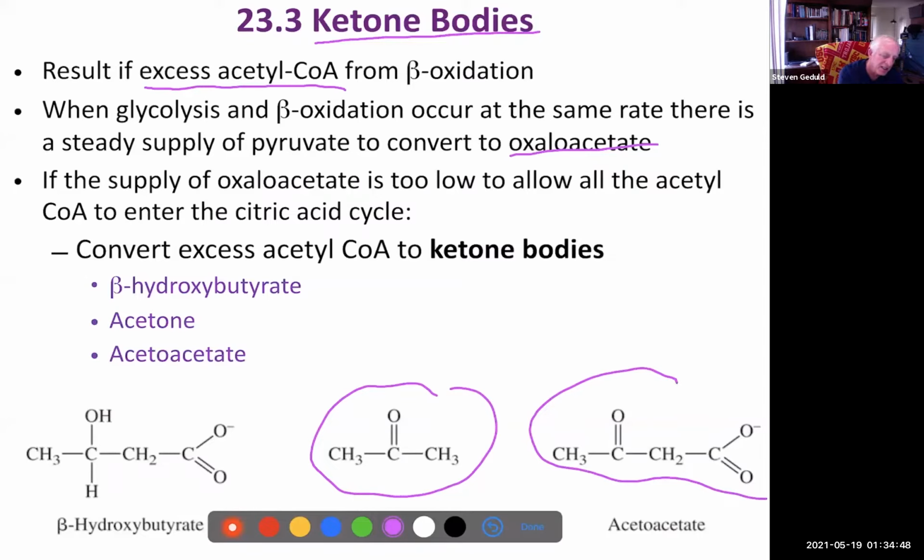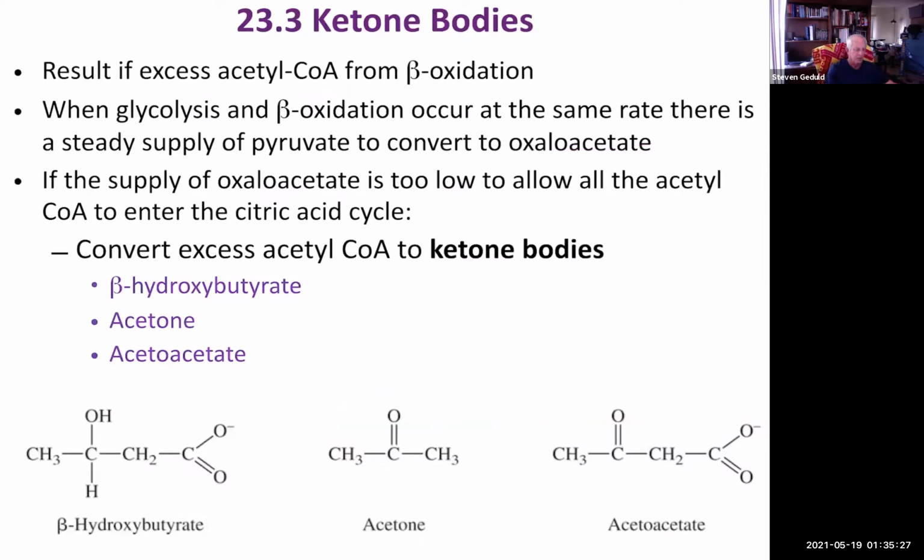And that pyruvate gets converted into oxaloacetate, which runs the citric acid cycle. So if the supply of oxaloacetate is too low to allow all the acetyl coenzyme A into the citric acid cycle, it builds up. Okay? So if you don't have enough oxaloacetate to keep the citric acid cycle running, your acetyl coenzyme A is going to build up because it can't run through the citric acid cycle without bonding to oxaloacetate first. Okay? So then you can have extra acetyl coenzyme A. If you have extra, it converts it into what's called ketone bodies. Ketone bodies are beta-hydroxybutyrate, acetone, acetoacetate. And those are all 3 on the bottom right here. You can see their structures.